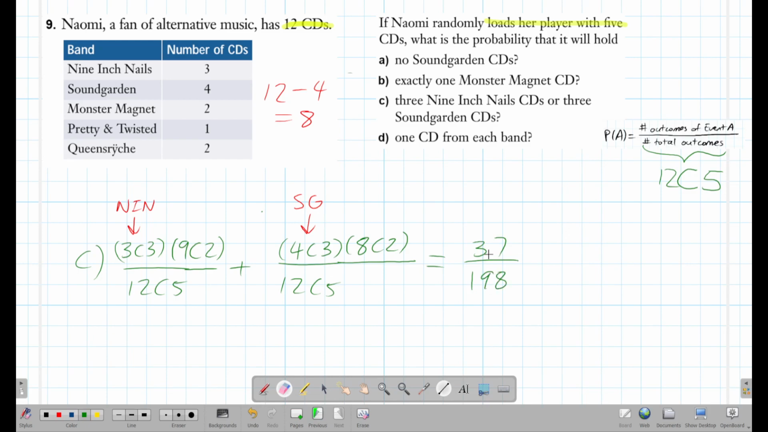which doesn't match the answer, because the answer says, sorry, I swear I have this prepared. The answer says, I'm drawing a total blank. I can find it. I swear I can find it. Where is this answer? Oh, there it is. The answer says 13 over 66.